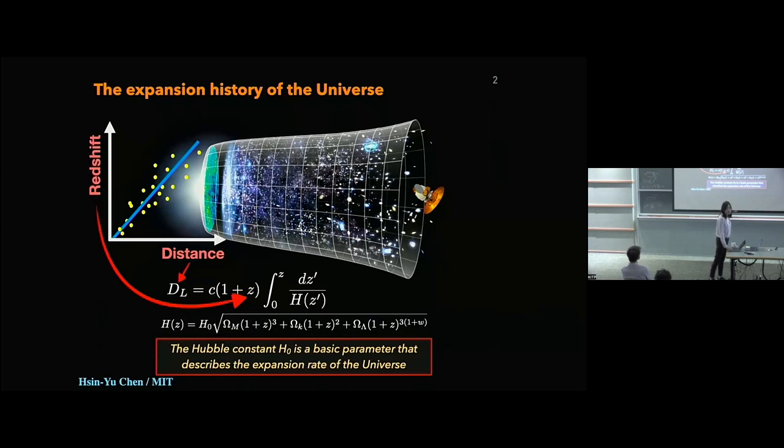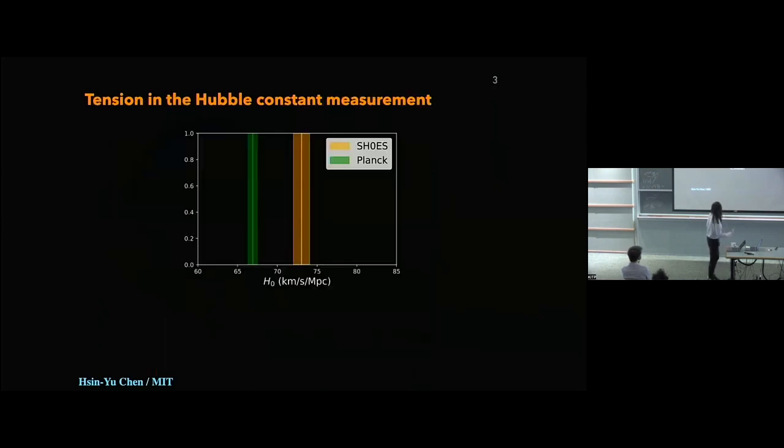However, for the measurement of the Hubble constant, we are suffering big tensions between different experiments. What you see here, I'm showing the one from the cosmic microwave background done by the Planck satellite, and also the one from the supernova type 1A measurement done by the Schultz team. Currently, the tension between these two experiments is as large as 5 sigma. So could this be a systematic, or do we really need new physics to describe the universe? That is still a big open question in cosmology.